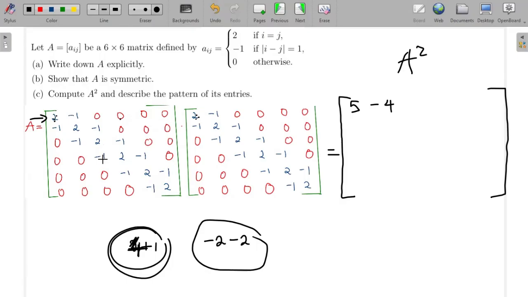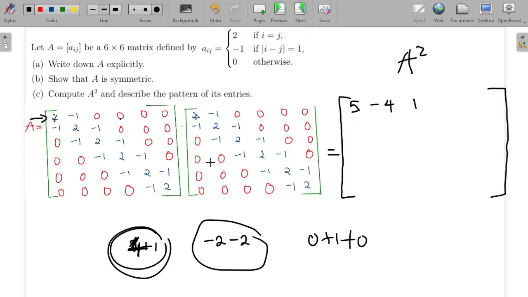Let's move on and multiply the first row with the third column now. So 2 multiplied by 0, I get 0. Minus 1 multiplied by minus 1, I get plus 1. 0 multiplied by 2, 0. 0 and 0, 0. So the rest will just be zeros. So meaning that I'm just going to have a 1 there.